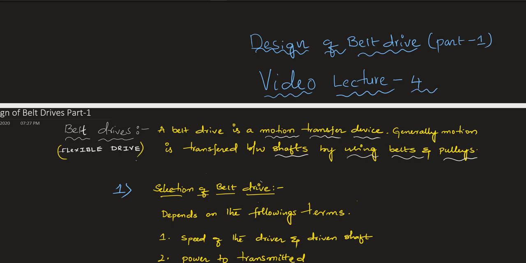And also I would like to tell you that a belt drive is also called a flexible drive, whereas a gear drive is called a positive drive. The main advantage of a belt drive over a gear drive is that it can transfer the motion or the power from one shaft to another shaft when they are at a larger distance. And also the initial cost of the pulley and belt is relatively very less when compared to a gear.